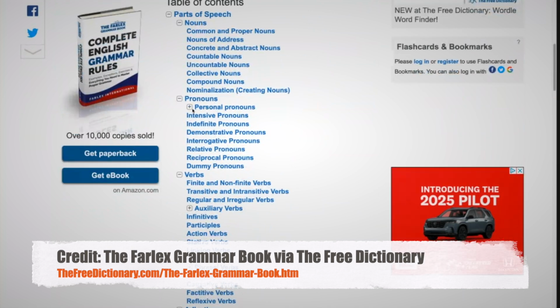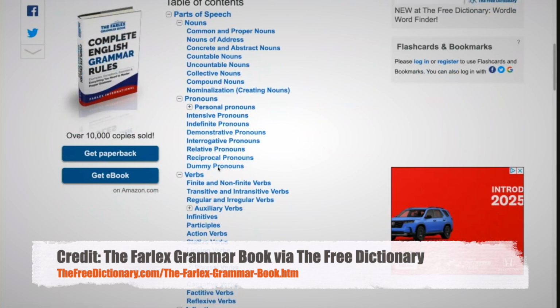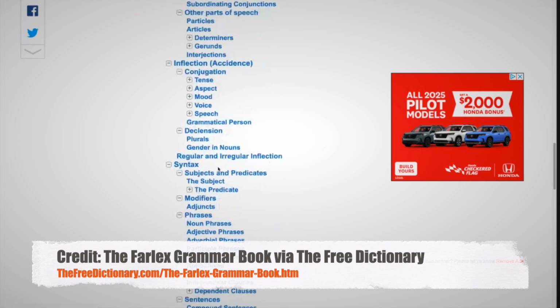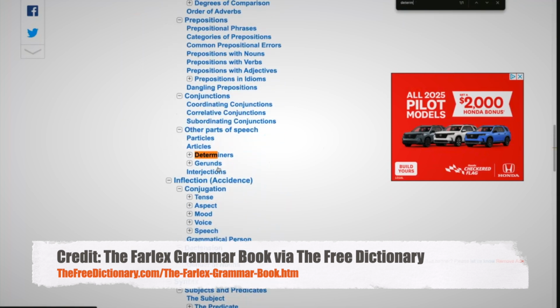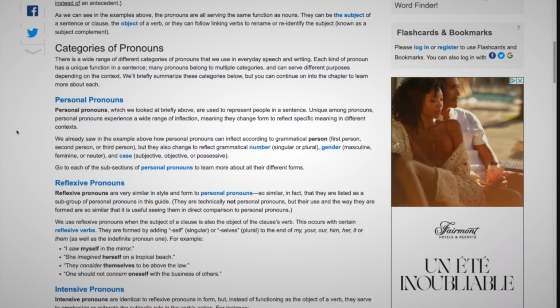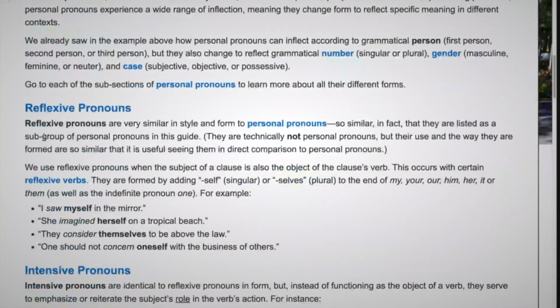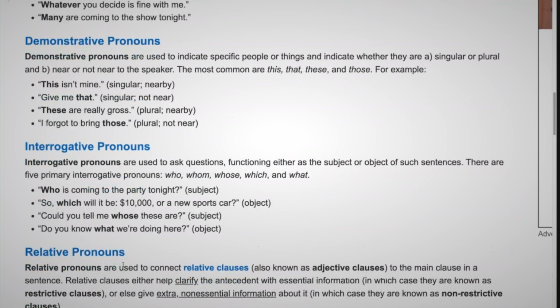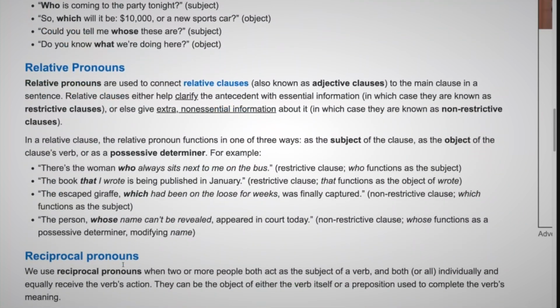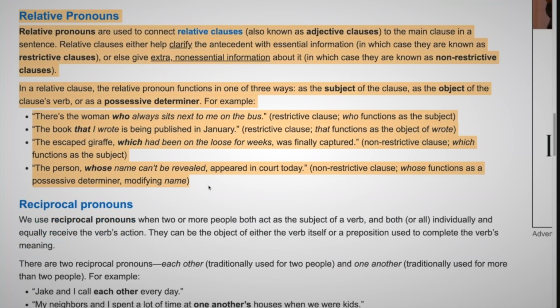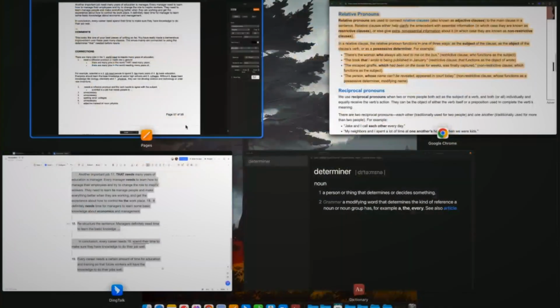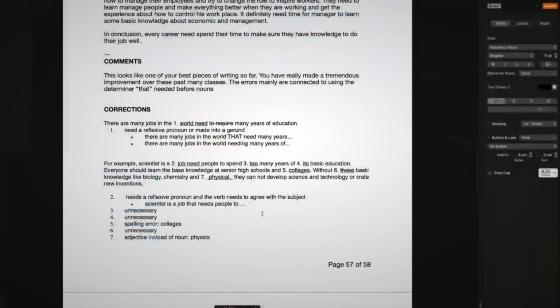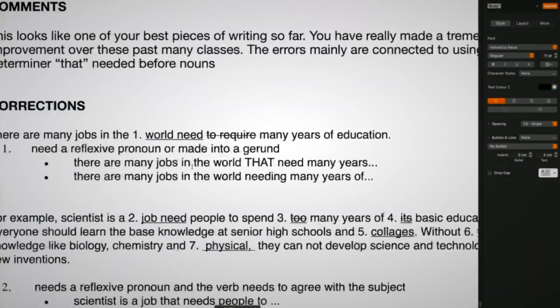Pronouns, demonstrative pronouns, and determiners. Okay, categories of pronouns. We're looking at this one here. Relative pronouns. So a pronoun references something earlier in the sentence.